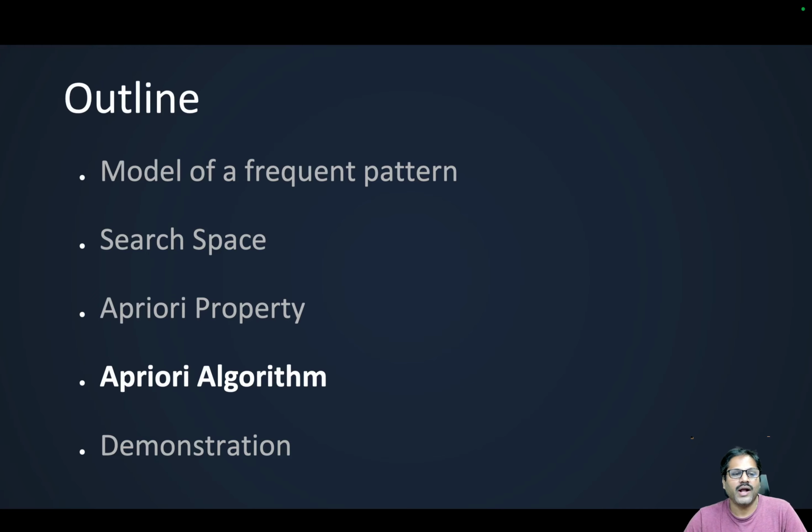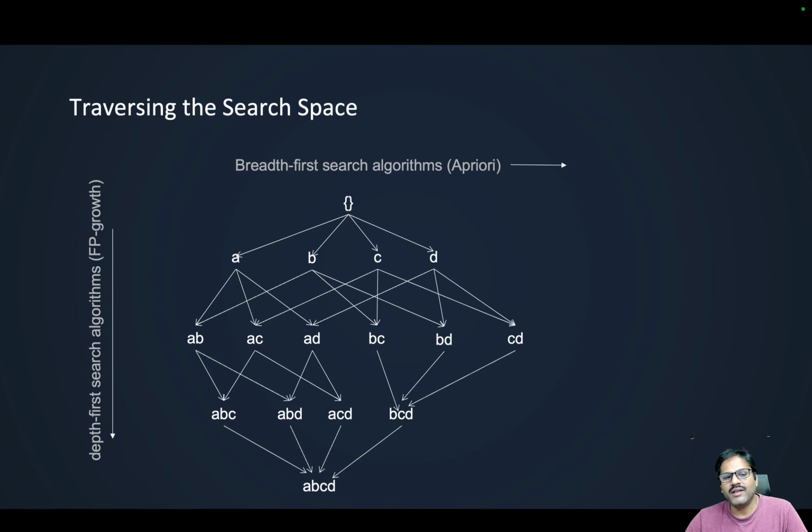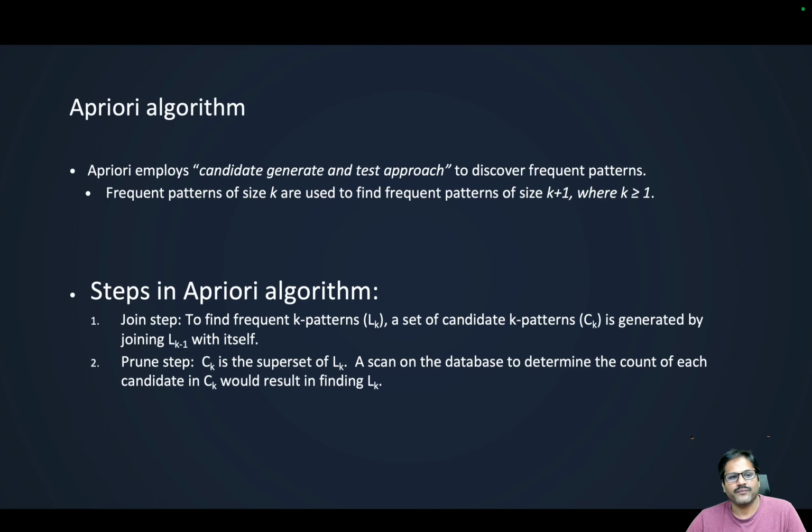So now let us look at the a priori algorithm. Given the item set lattice, we can perform search using two techniques. One is breadth first search technique and the other one is depth first search technique. The a priori algorithm uses breadth first search. It applies candidate generate and test approach to discover frequent patterns. So to understand this algorithm, let us go to the example.